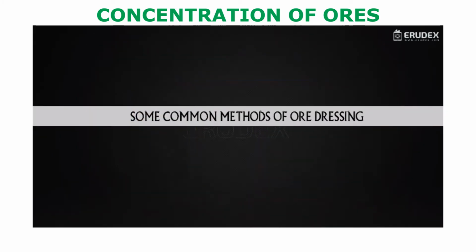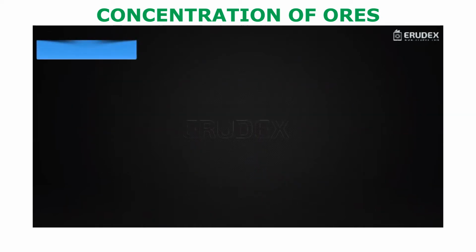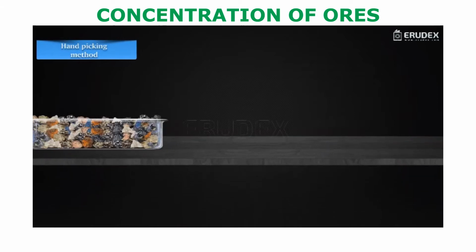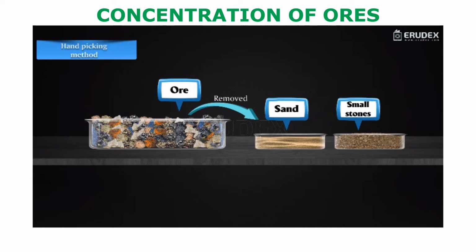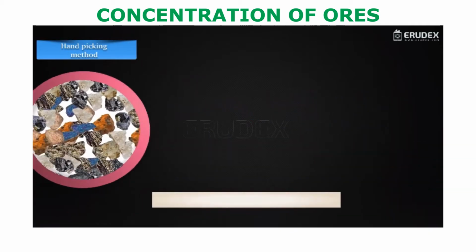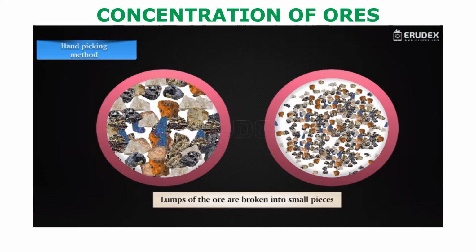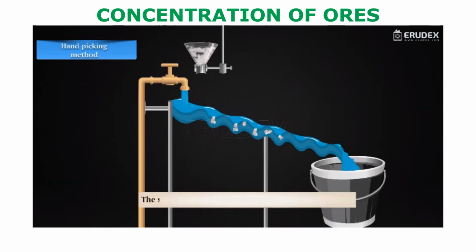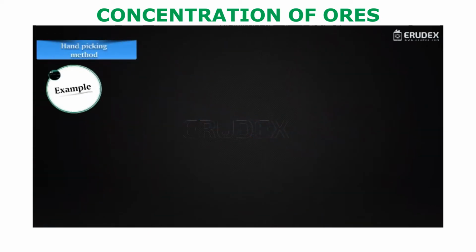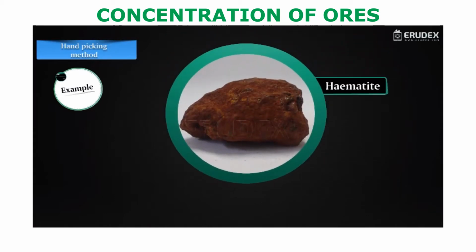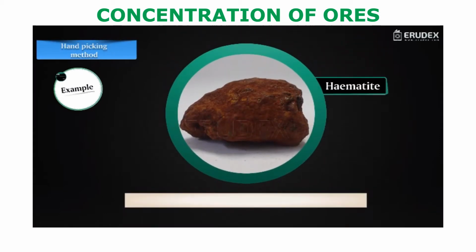Some common methods of ore dressing. Hand-picking method. In this method, sand and small stones are removed. Lumps of the ore are broken into small pieces. The sand, mud, etc. are washed away by a stream of water. Example: from hematite, the sand and stones are removed by hand-picking method.